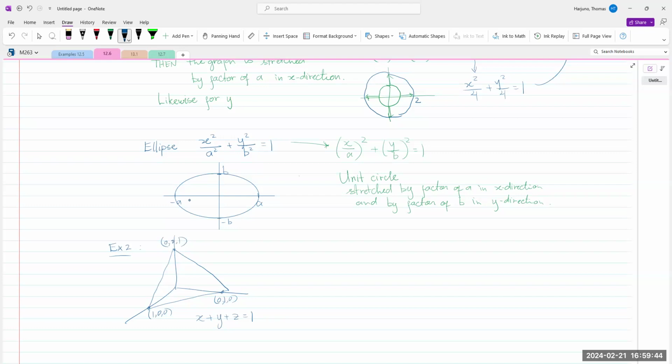Now using that idea, what kind of surface do we have if I have, for example, 3x plus 4y plus 2z equals 12? The way we think is, okay, let's make the other side become 1. Therefore, I will divide by 12. Then I get x over 4 plus y over 3 plus z over 6 equals 1.